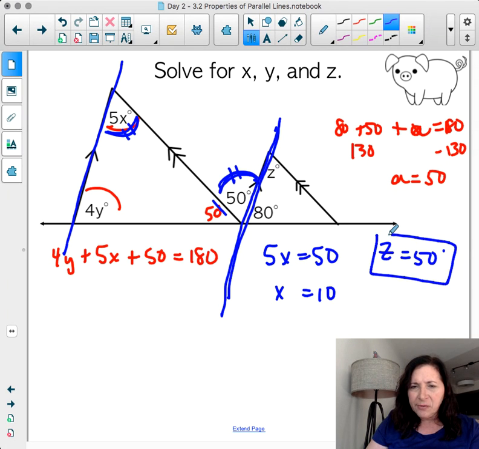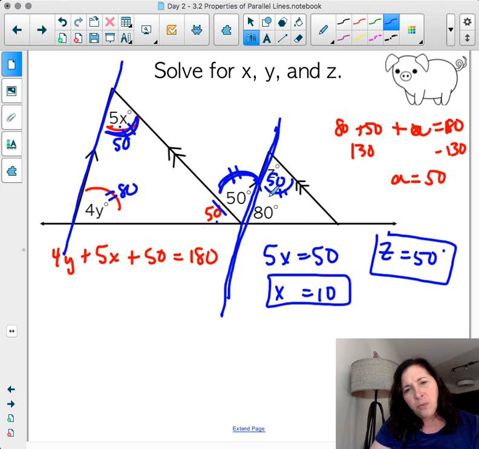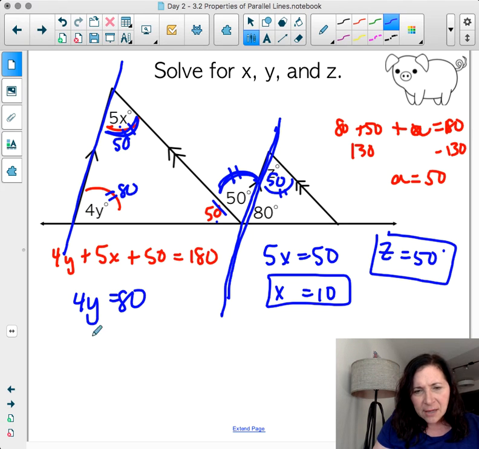So we have z is 50, which is right here, because those were alternate interior angles. We have x equals 10, because that angle equals that. And so if this is 50 and this is 50, then we know this angle has to equal 80. And another way is that those are corresponding angles, but 4y is equal to 80, so y is equal to 20.